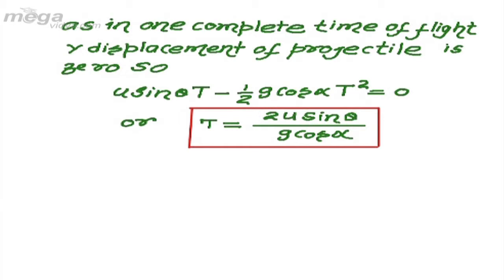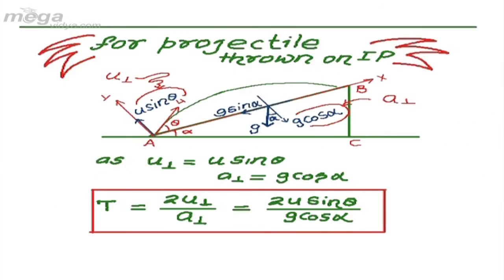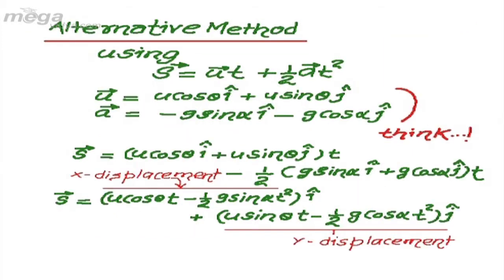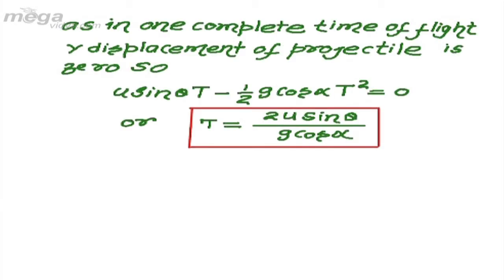I have obtained the same result using two different phenomena, two different concepts, and using different concepts I got the same answer. No doubt the first method was the smart method, while the second method is the usual, descriptive result which we got here.